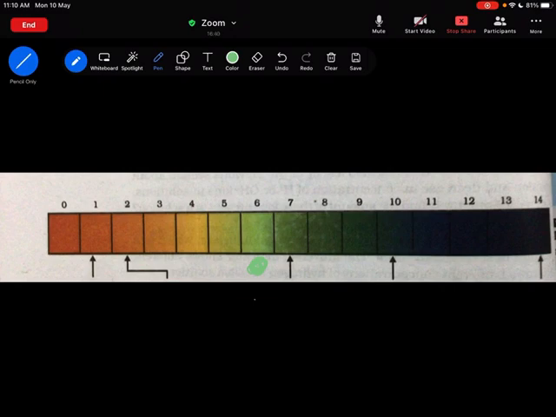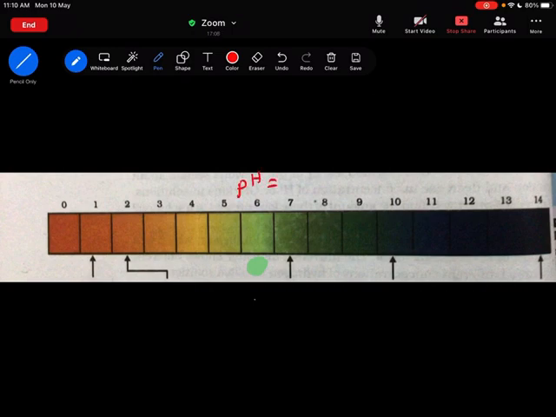So we say the solution is having a pH. These are the pH values given. Solution is having a pH 6. If pH is 6, then how can we produce what is the acidic nature or basic nature, or what is the strength of this acid? pH is equal to 6 now.